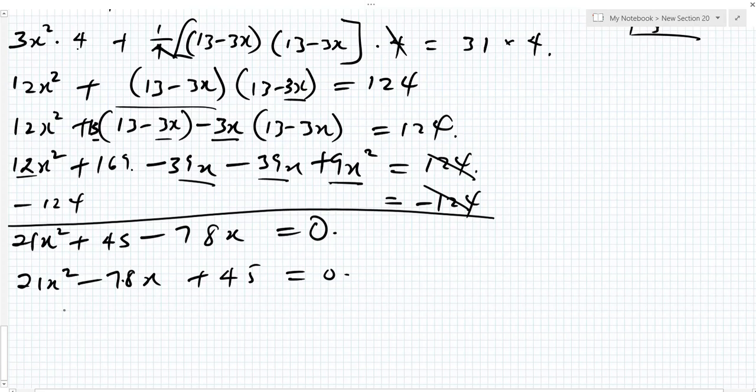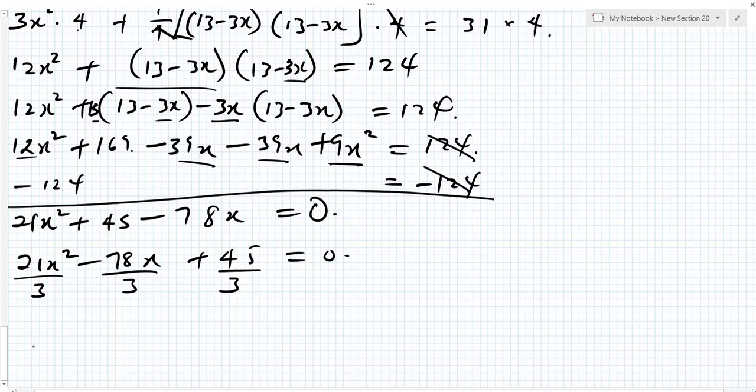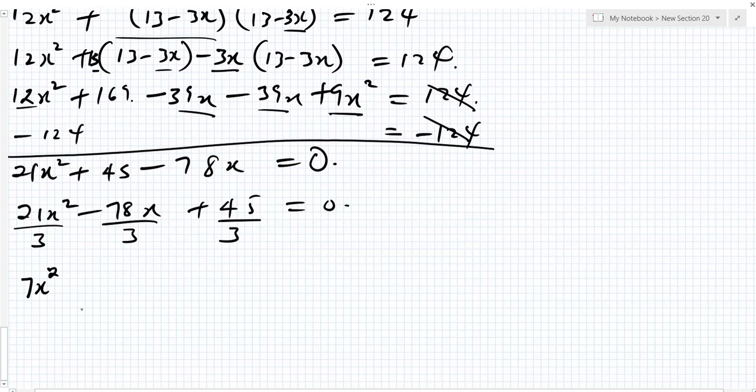Now 3 can divide both sides. 3 can divide all through. We can divide this. So 3 divided into this will have 7x squared. 3 divided into this will have 26x. 3 divided into this will have 15.